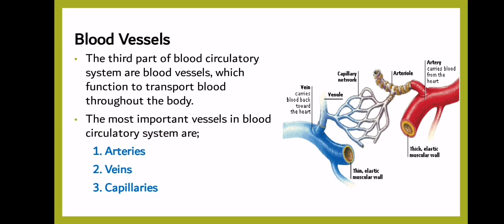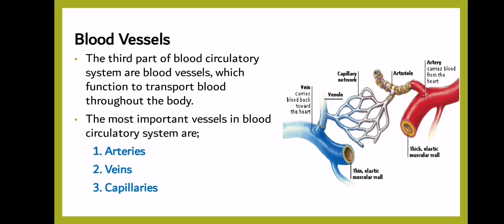Blood vessels. Now the third part of the circulatory system are blood vessels. The first two parts we have already discussed in our previous sessions. The important vessels that can carry the blood from the heart and again supply it back towards the heart are the following: number one, the arteries; two, veins; and the third one, capillaries.